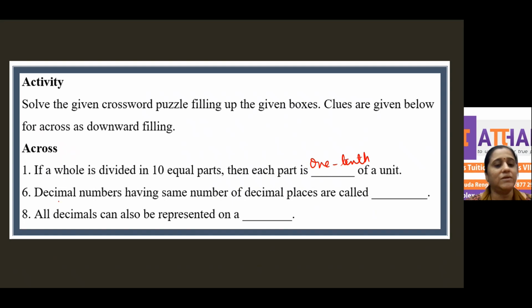Decimal numbers having the same number of decimal places are called like decimals. Correct? Like decimals.